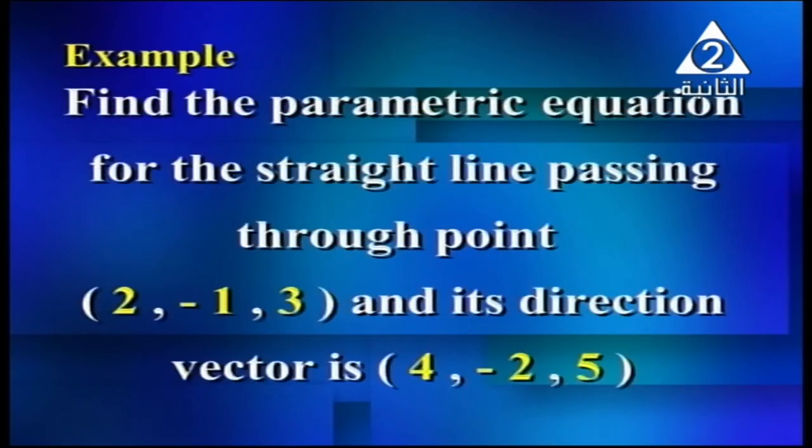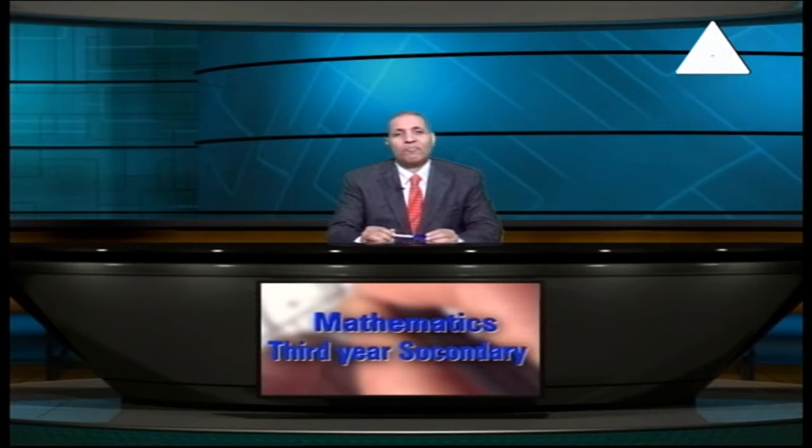Example: find the parametric equation for the straight line passing through the point 2, -1, 3, and its direction vector is 4, -2, 5. My dear student, what is the required parametric equation for the straight line passing through the point with direction vector 4, -2, 5? We know that the straight line in space has the equation r vector equals a vector plus t d vector.